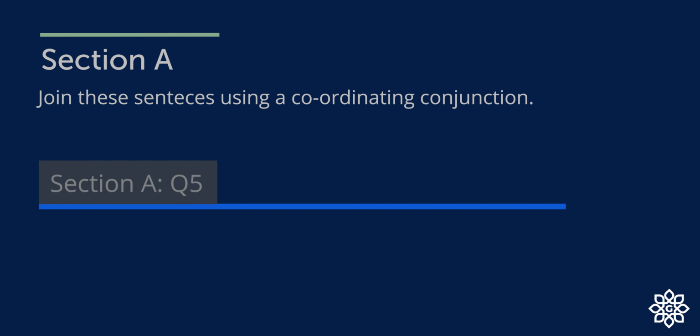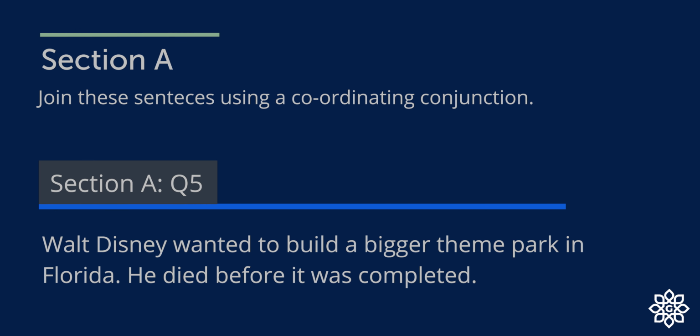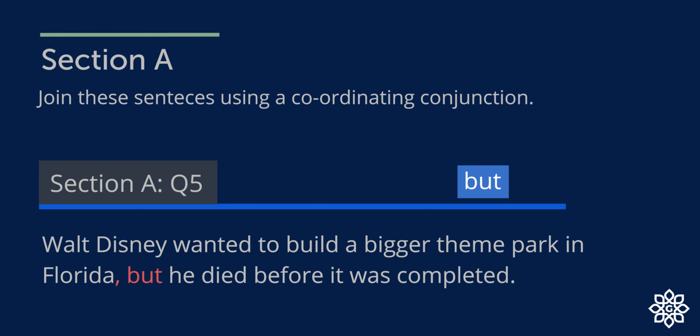Question number 5. Walt Disney wanted to build a bigger theme park in Florida. He died before it was completed. So this can be rewritten as Walt Disney wanted to build a bigger theme park in Florida, but he died before it was completed. So likewise, you can do the rest of the exercise.